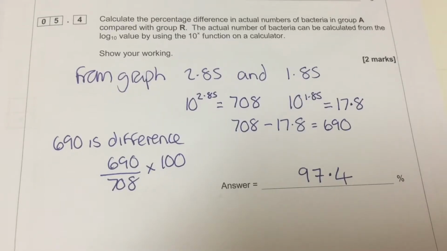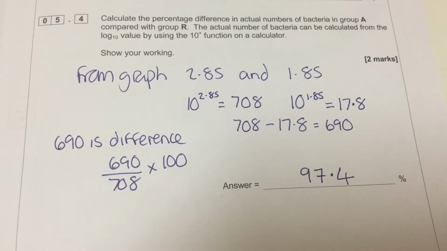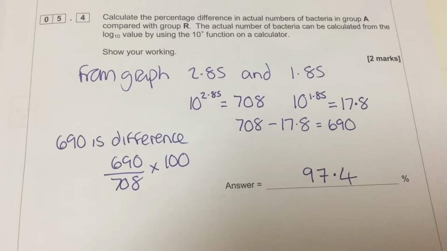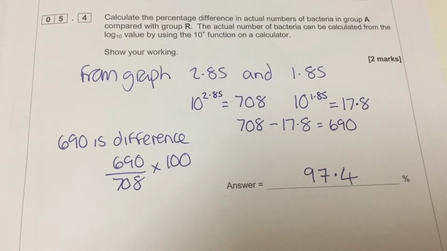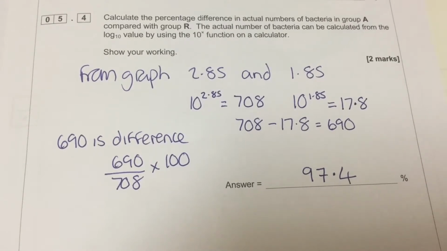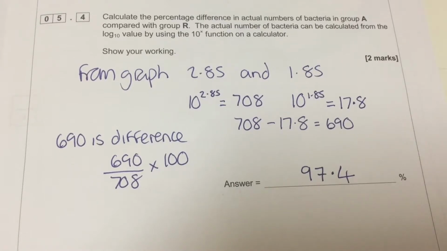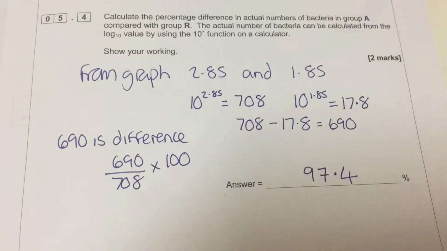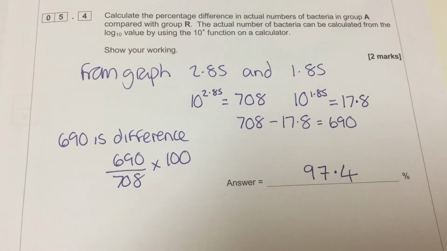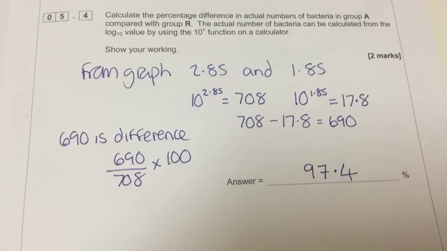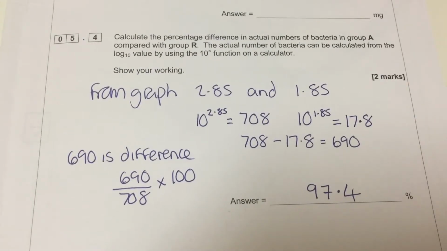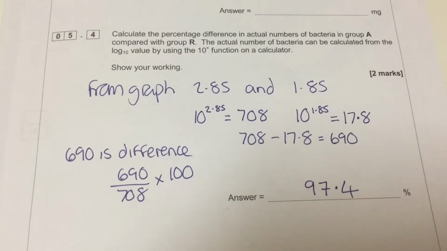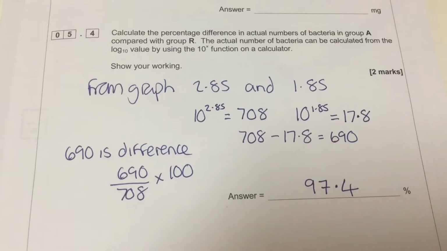Okay, so from the graph, I read off 2.85 and 1.85. So I need to convert those into proper numbers first. So I use the calculator and work out that 10 to the 2.85 is 708, and 10 to the 1.85 is 17.8. At this stage, I'm just working to 3 sig figs. When I take those away from each other to find the difference, because remember, I'm looking for the percentage difference, I find that the number is actually 690. That represents the difference between the number of bacteria.